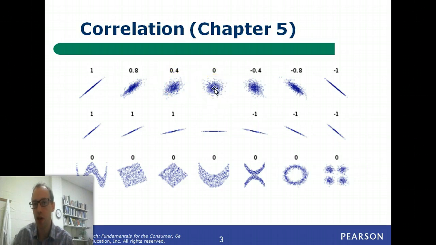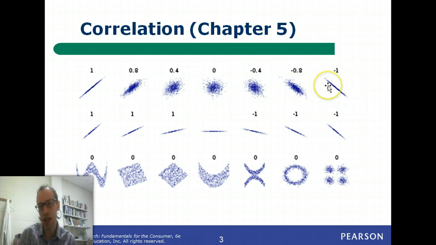Zero is no correlation. The two things are not connected at all. Perhaps height and IQ. I'm not sure if they are related or not, but among adults you wouldn't think that there would be a correlation between those. If there is, it's very weak. And then over here we have strong negative correlations.